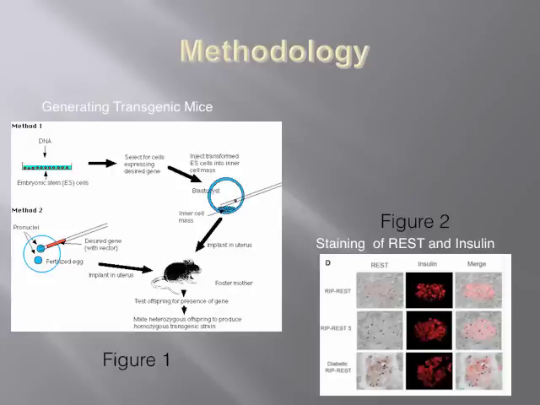It was known that under controlled conditions, cell death was also induced by cytokines. This was due to the adenoviral transduction in insulin cell line INS1E. Figure 2 shows the staining of REST and insulin. We see in the RIP REST mice that a high level of REST is directly proportional to high levels of cell death. This is indicated by red color, which shows low levels of insulin production.